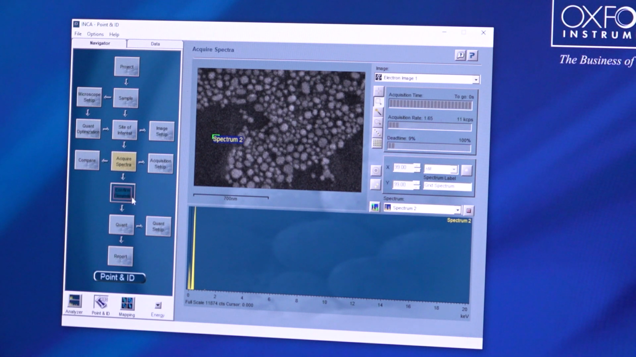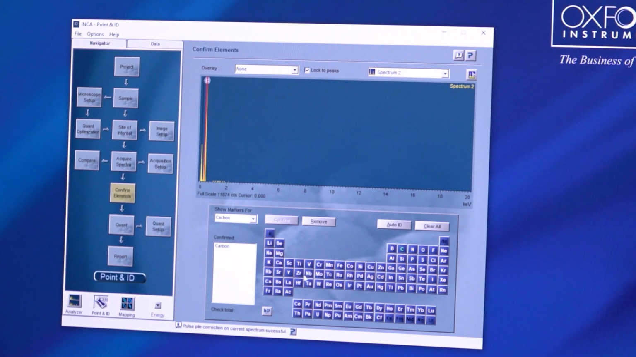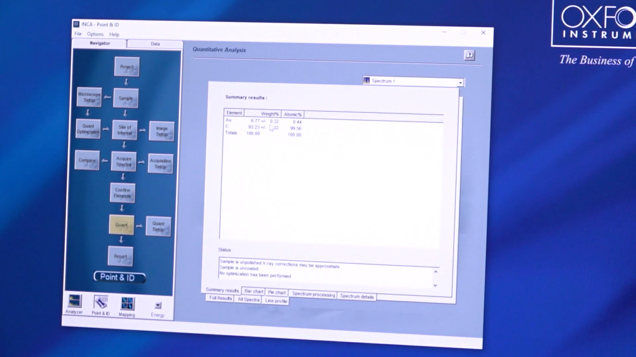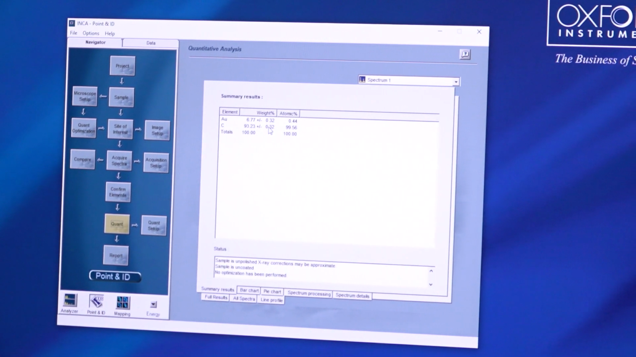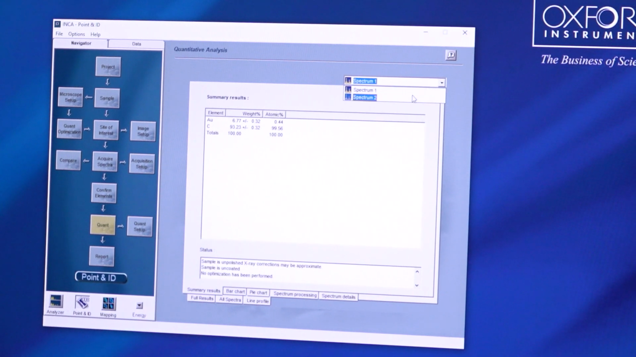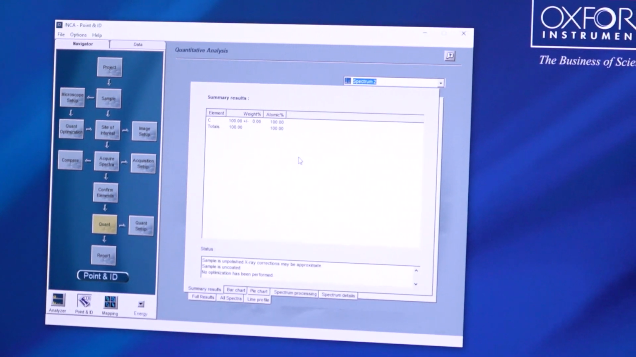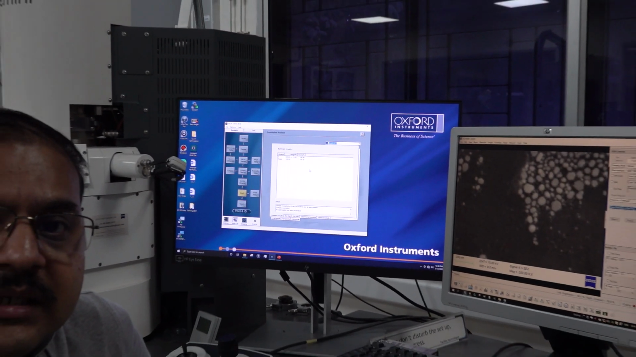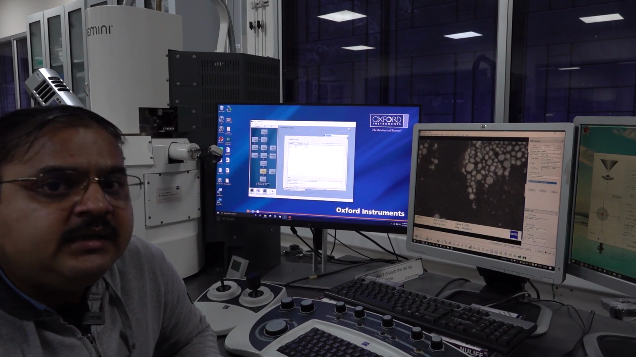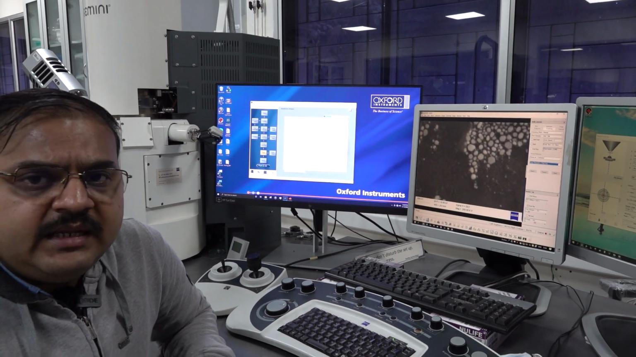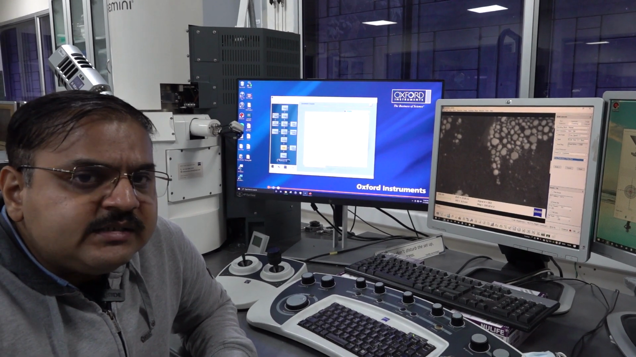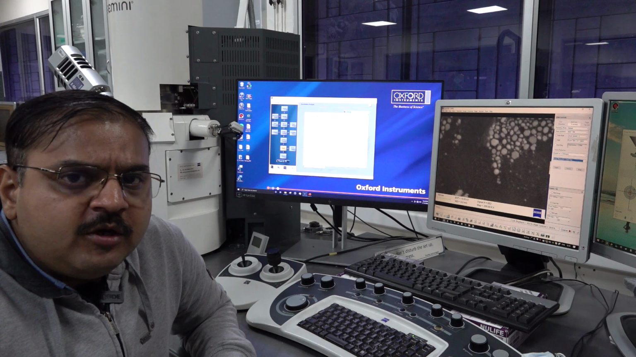So now let us see what all elements have been detected. Carbon in spectrum 2, and in spectrum 1 we have carbon and gold. So what is the composition? We can see that in spectrum 1, which is in the white region, we have 6% of gold, whereas in spectrum 2 we have pure carbon, 100%. So we have seen today how the different signals have been captured using different detectors in order to provide us various kinds of information. So this concludes our session on operation of SEM.